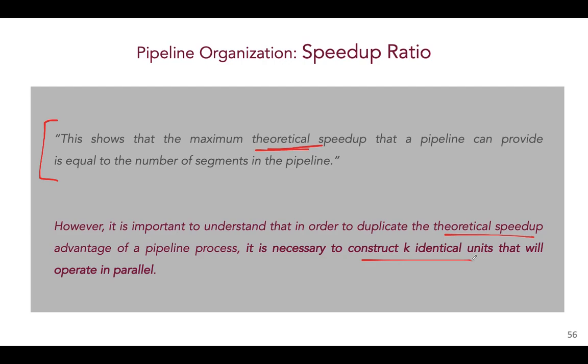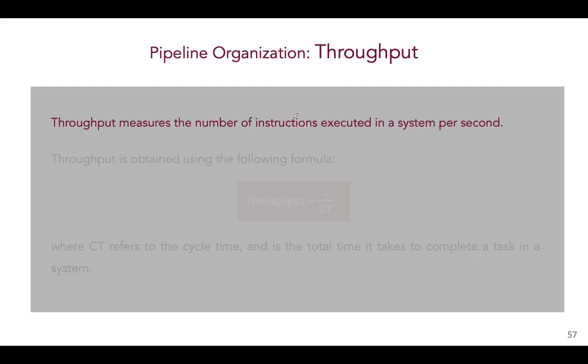No matter how hard you try, there will be some minute variation in the segments, which will result in minute variations in their processing times, which means that you can never have S equal to K. The best you can do is have S very close to K, something multiplied by K, but not exactly K. Never, right? That's why the term theoretical is important. It's important to understand.